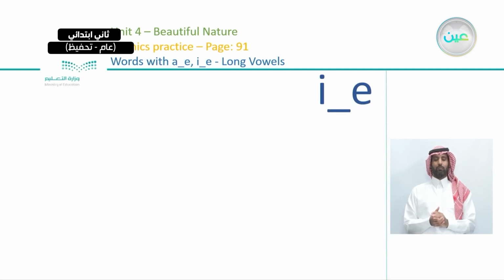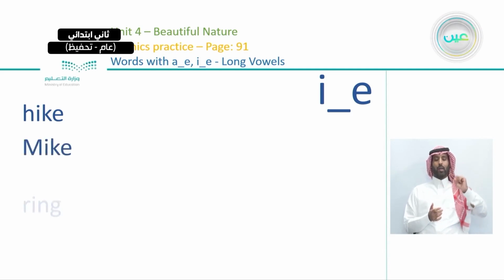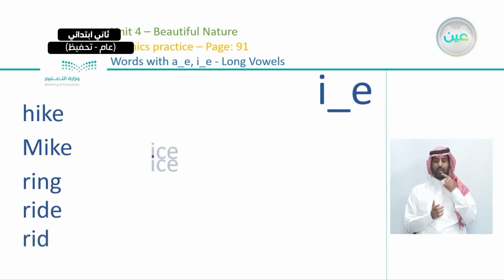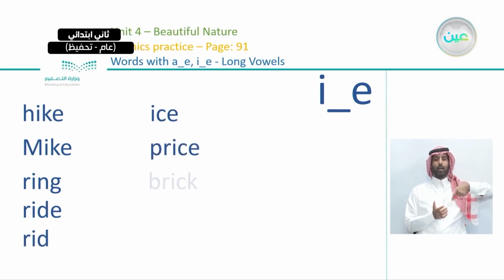So those are the words here. Let's practice. We have hike, hike. We have mic. We have ring. Excellent. Not ring. Ring. We have ride, ride. We have red, red. We have ice. Excellent. Ice. We have price, price. We have brick, brick.